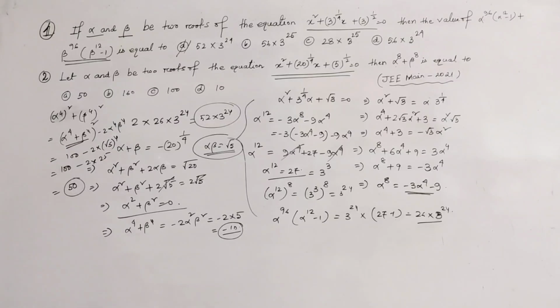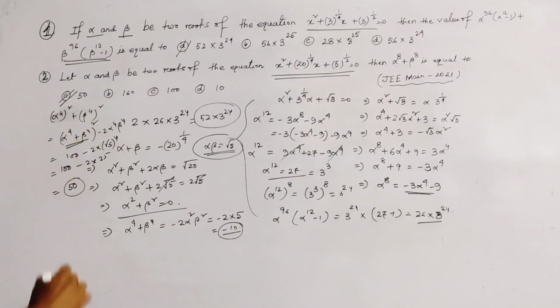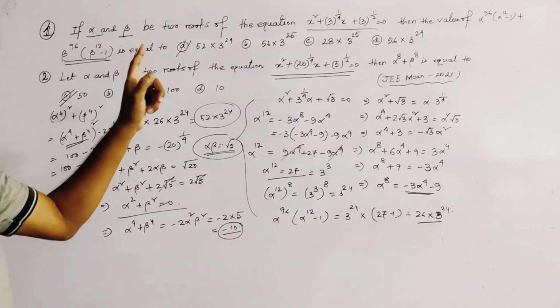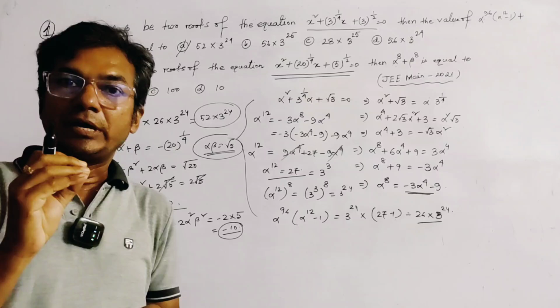So we get the value of alpha to the power 8 plus beta to the power 8 equal to 50, and this is the correct option. Option A in both questions is correct.